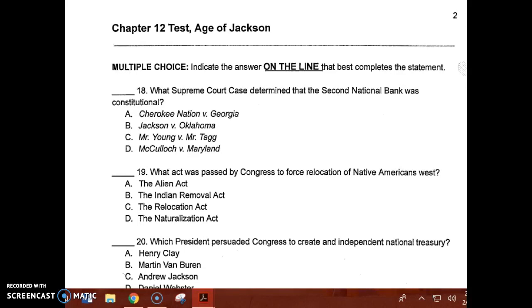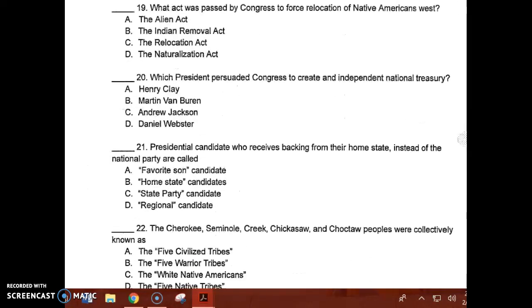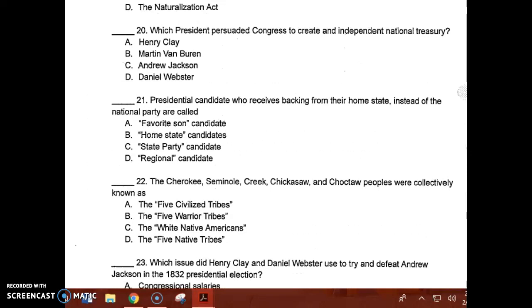Number 19. What act was passed by Congress to force relocation of Native Americans to the West? Was it A, the Alien Act, B, the Indian Removal Act, C, the Relocation Act, or D, the Naturalization Act? Number 20. Which president persuaded Congress to create an independent national treasury? Was it A, Henry Clay, B, Martin Van Buren, C, Andrew Jackson, or D, Daniel Webster?